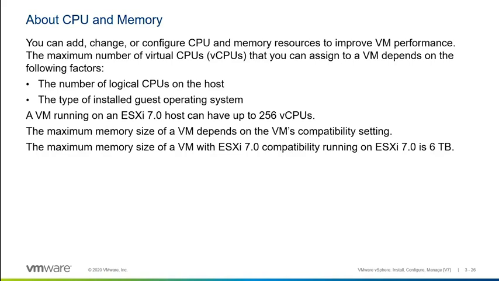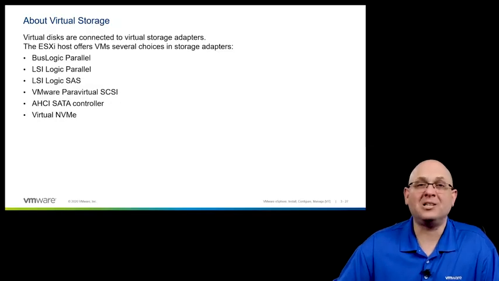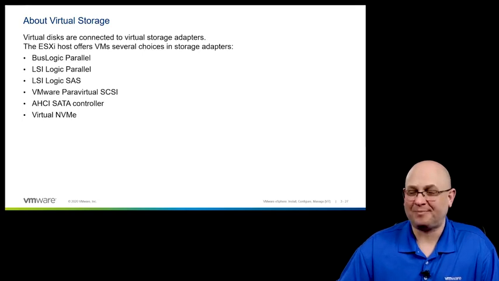When it comes to memory, things are a little bit different, but we also have to consider that for every page of memory that is requested by a virtual machine, there has to be a physical page of memory that will correspond with it. The maximum memory size for a VM will then depend on the maximum amount of RAM you have on your ESXi host, as well as the hardware compatibility level that you have set for your VM. For ESXi version 7, that number is 6 terabytes, at least with the initial release of vSphere 7.